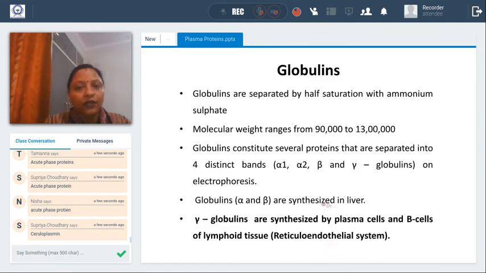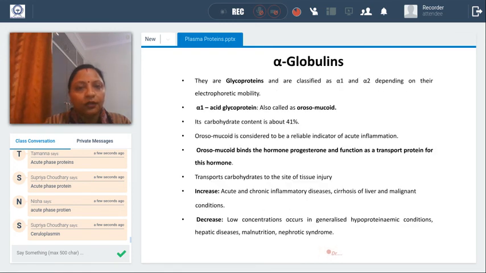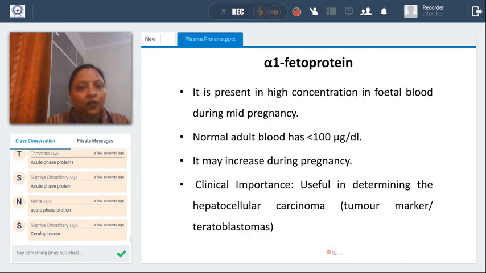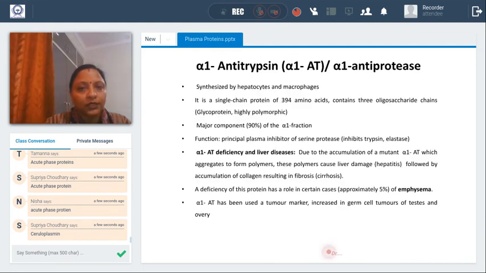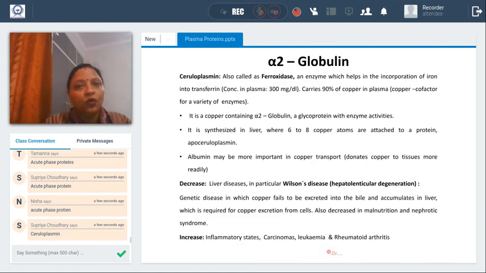Globulins: alpha 1, alpha 2, beta, and gamma globulins. Gamma globulins are synthesized by plasma cells and B cells of lymphoid tissues. Alpha 1 acid glycoprotein, or orosomucoid, is important for the transportation of progesterone and is a reliable indicator of acute inflammation. Alpha fetoprotein is a biomarker for teratoblastomas. Alpha 1 antitrypsin deficiency is associated with liver diseases and emphysema. Alpha 2 globulin ceruloplasmin is a very important ferroxidase.